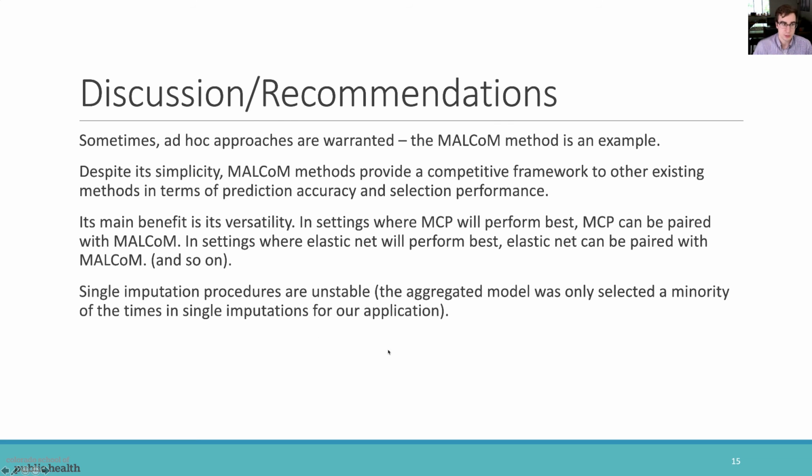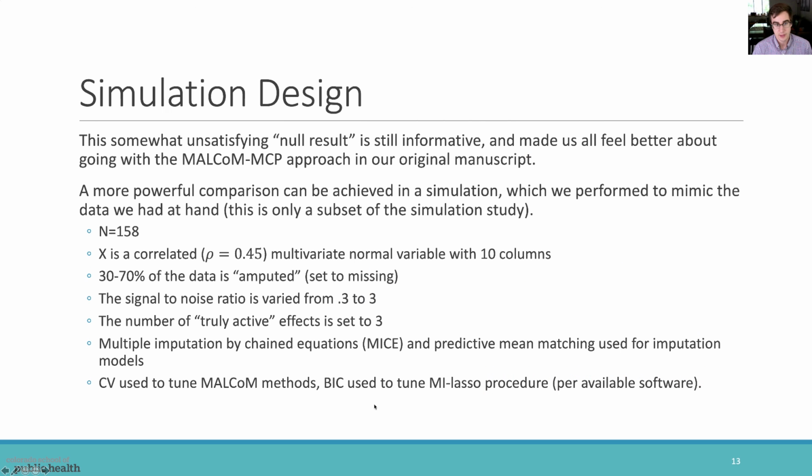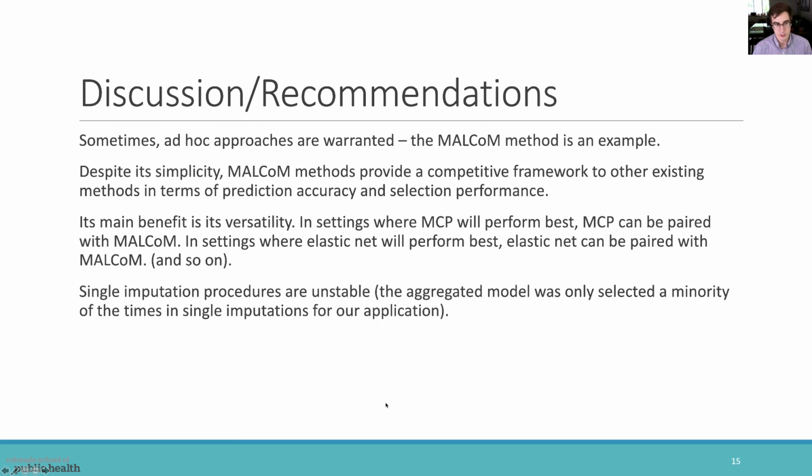So single imputation procedures we've also found to be unstable. On that table here, you can see that the Malcolm model, after aggregation, was actually only selected in 35% of the single imputation procedures, meaning that if you, for instance, only did a single imputation, you might be in this case of imputation 5, where you have a really overspecified model. And so really to benefit from that aggregation and the multiple imputation, the Malcolm procedure does do a pretty good job of doing that and increasing the stability of your model selection procedure.